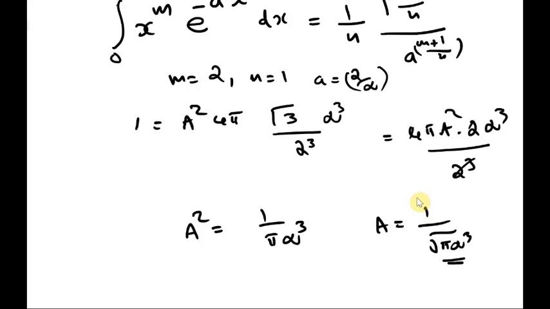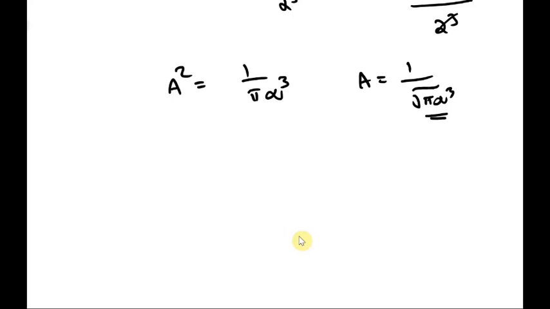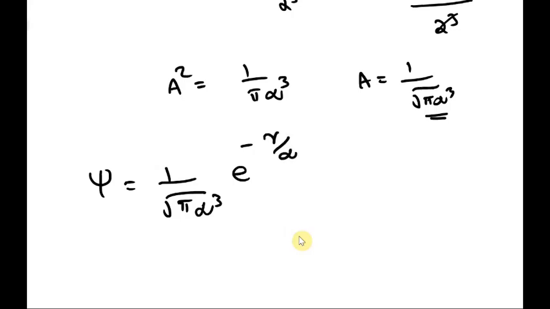Okay, so that is your normalization constant, and you have the complete wave function. Your psi now becomes 1 by root pi alpha cube, e raised to minus r by alpha. I'll take this as A whenever I'm doing the integration. Finally, I will substitute it.